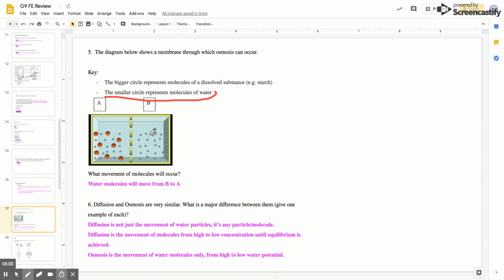We can see from here, because there's a greater number of water molecules on the right side in B, we know that water is going to move from B to A. What else do we know? If you look at this permeable membrane, we can see that based on size, this object is quite big. It's quite larger than the water molecule, and this would not be able to pass through this membrane.